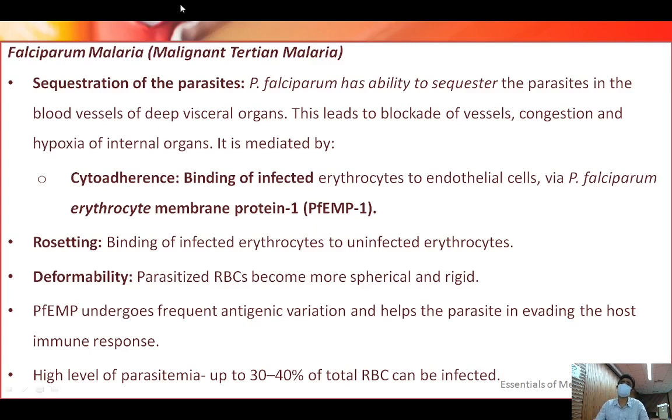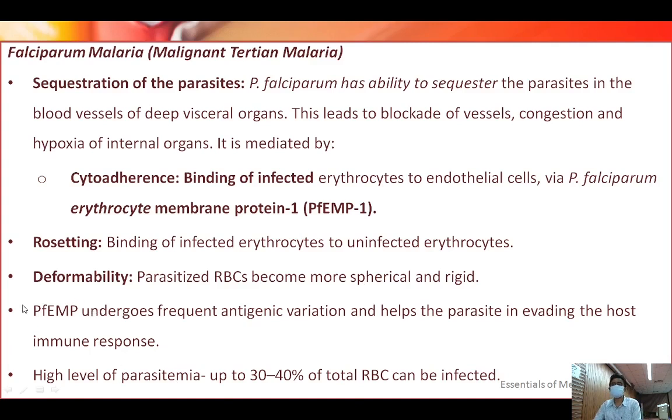That's why Plasmodium falciparum is known to cause complicated malaria, while other species of the malarial parasite, like Plasmodium vivax and ovale, cause disease but of lesser severity. Parasitized RBCs also become more spherical and rigid.